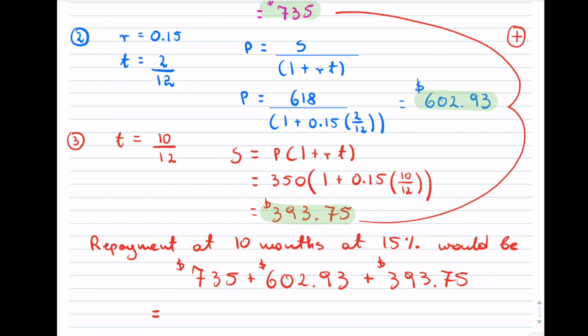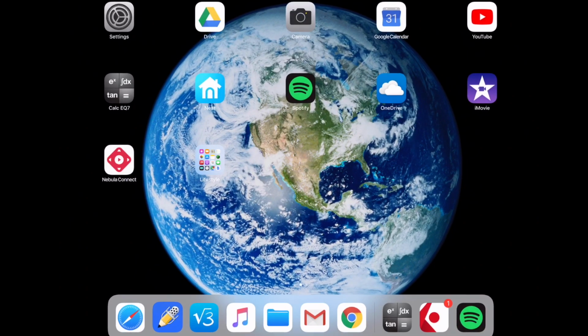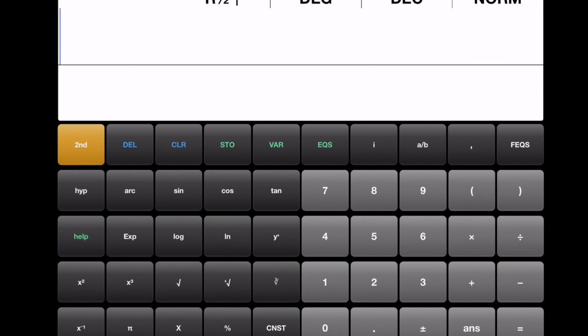And then Chris can decide whether he just wants this one payment at 10 months, or if he does not want the one payment. And that's all that we would do. So this would complete this particular question. I can leave that calculation. Let's plug it in now.